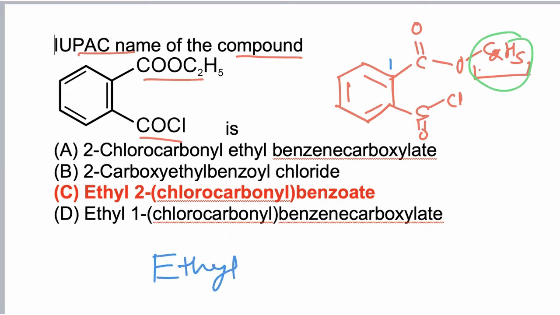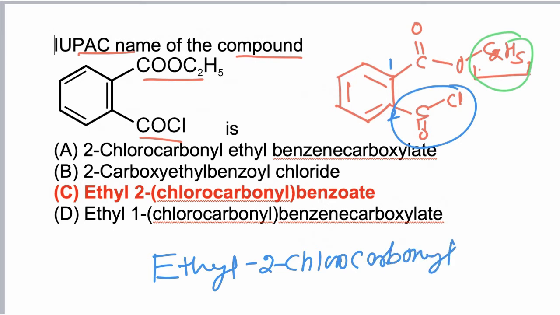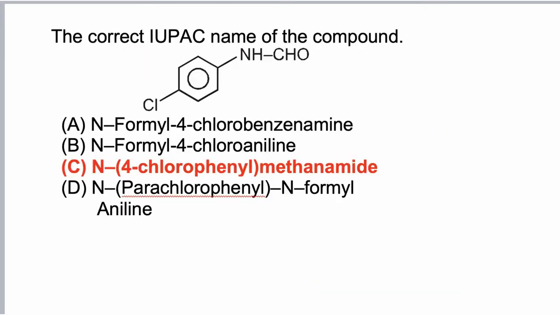Now at the second position COCl is present. The name of COCl as a prefix is chlorocarbonyl. So ethyl 2-chlorocarbonyl. Now a benzene ring is present, so benzoate, and hence the correct answer is C.